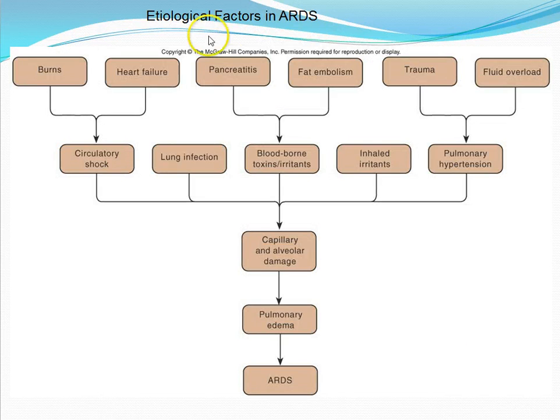Again, this is showing the pathogenesis. Burns or heart failure can cause circulatory shock. You can have lung infections. Enzymes produced from either the pancreas or fat emboli producing blood-borne irritants, inhaled irritants, or trauma, and fluid overload that causes pulmonary hypertension.